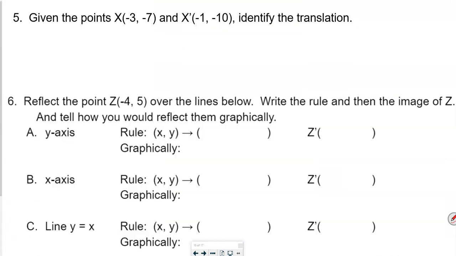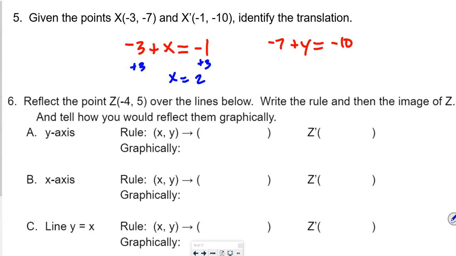Number 5 says, given the points x and x prime, identify the translation. Okay, so we haven't done this like this, so let's talk about this. So if we're going from -3 and we're going to add an x to it, and that's going to equal -1, right? Okay, and then we're going to do -7 plus our y equals -10. So what do we do here? We just solve for the variable, okay? So here we're going to add 3 to both sides. So x is going to be equal to 2.